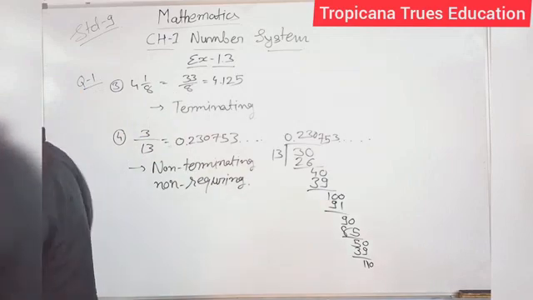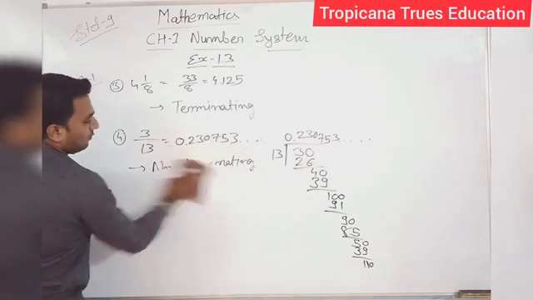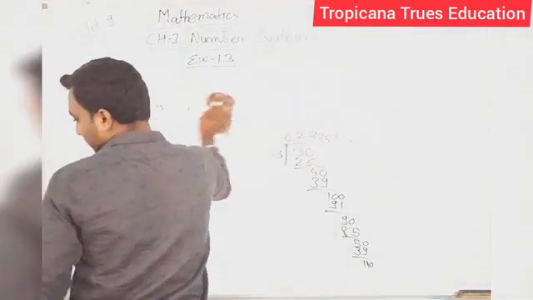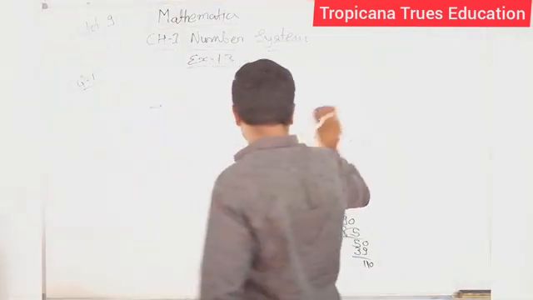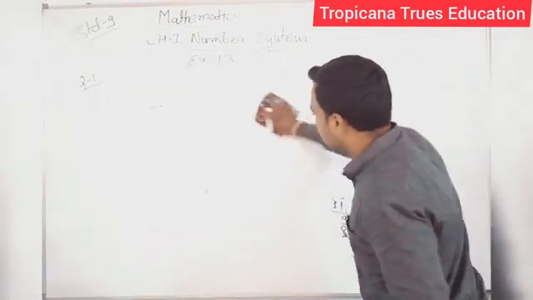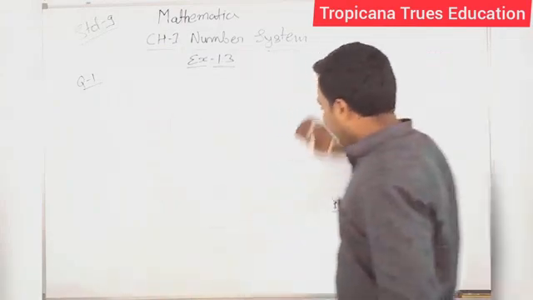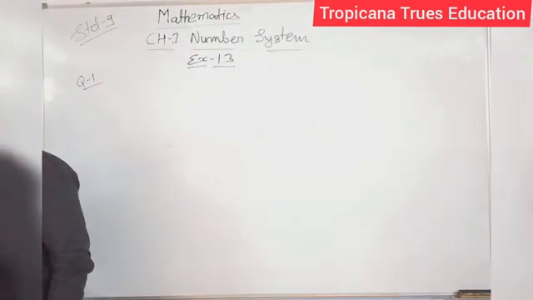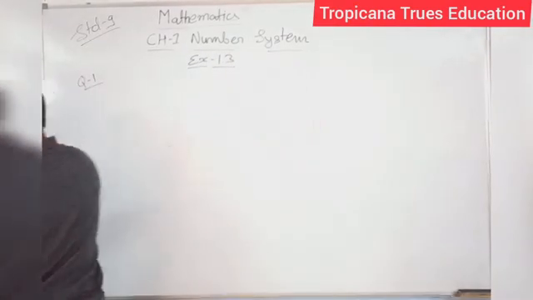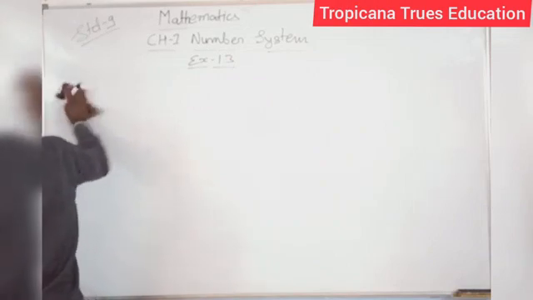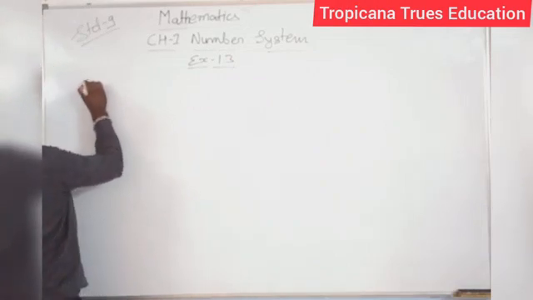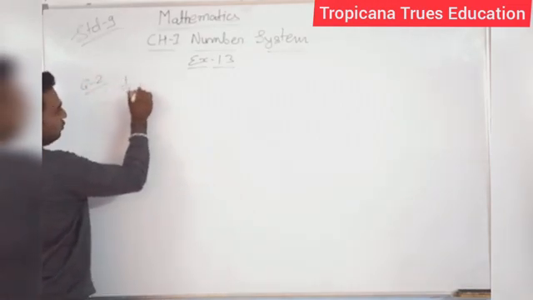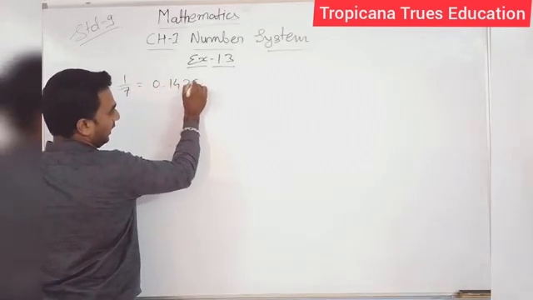Now next one, question number 2. Here it is given that 1/7, the answer will be 0.142857, which is a repeated sequence. Now we have to find out, without division, 2/7, 3/7 and so on. So your question number 2 is written here that 1/7 is equal to 0.142857.